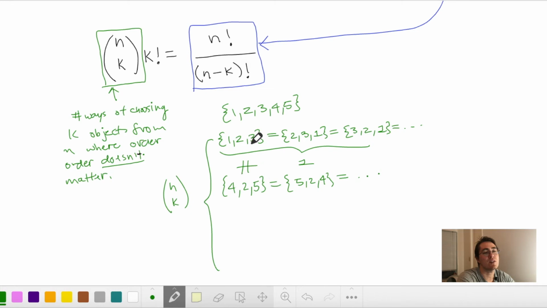4, 2, 5 is very different from this one. It's different from that one. These are all very, very different, right? And I can keep doing this. But with that said, if I enumerate all the way down, I'll have n choose k of these ways of doing things.